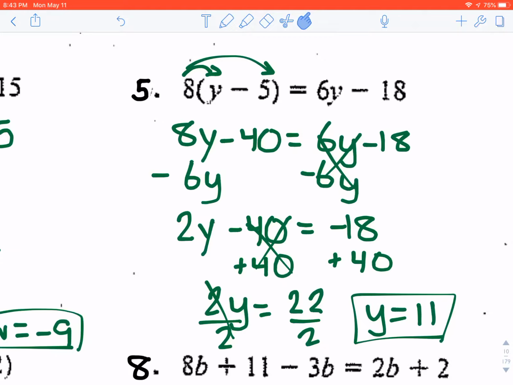And remember, there's one solution on these because your highest exponent is a 1. You want to keep track of that. Your answers are always going to depend on what that highest exponent is.